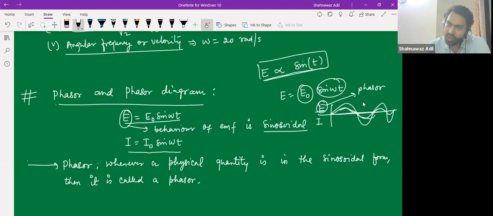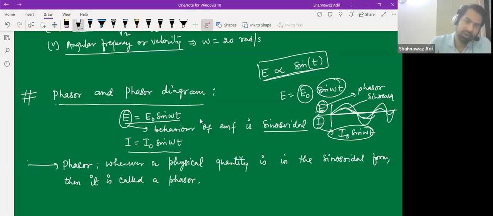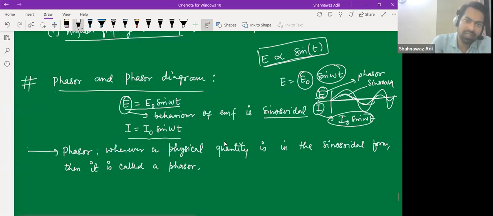So this is also in the sinusoidal form, right? So this current will also be called a phasor. Understood? Yes, sir. Okay. And what is a phasor diagram?